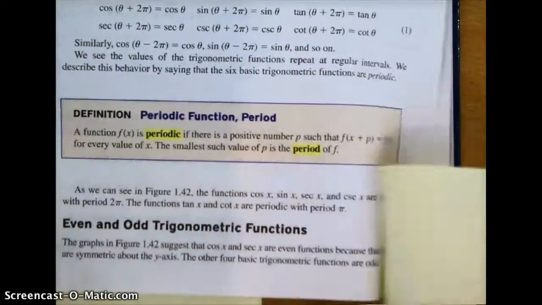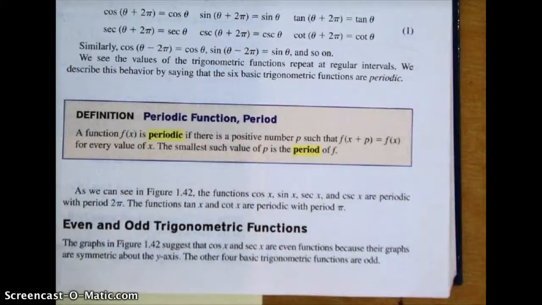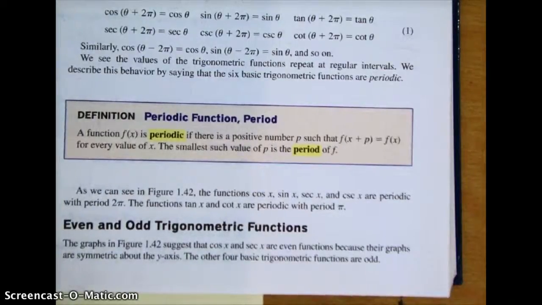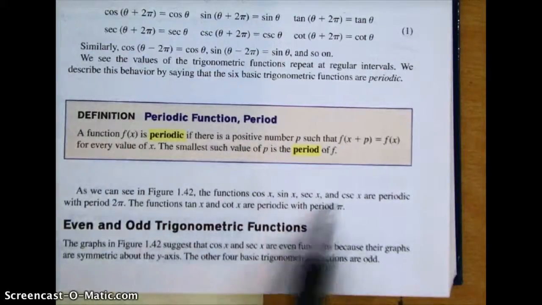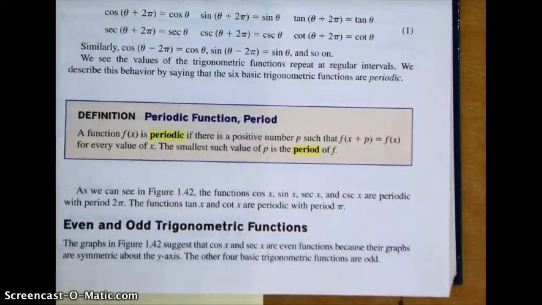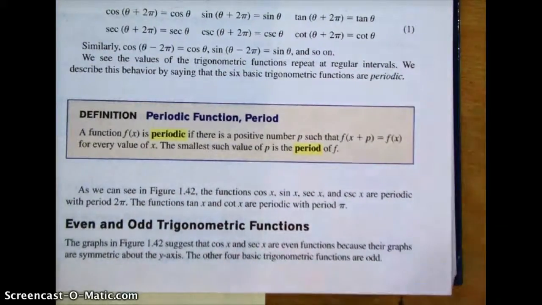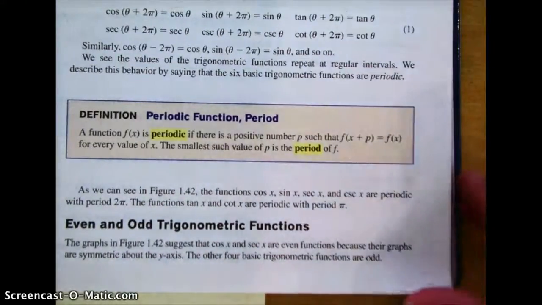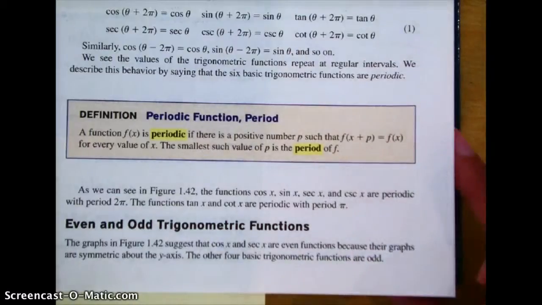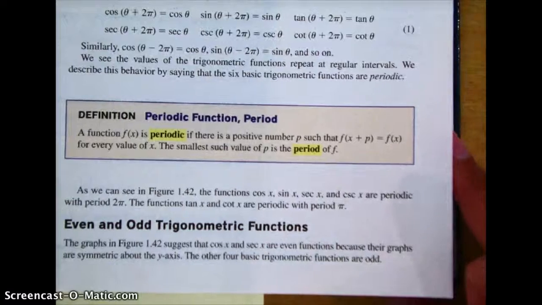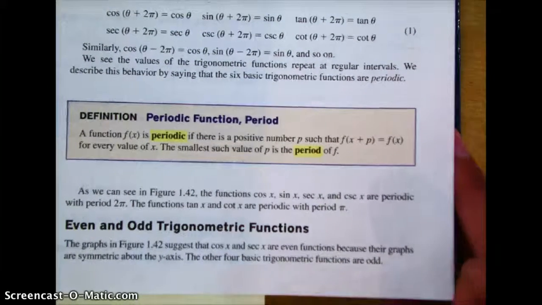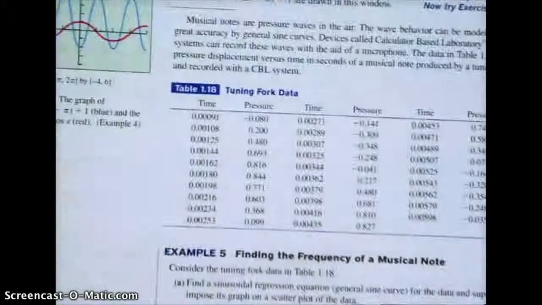As we can see, the functions cosine and sine and secant and cosecant are periodic. Tan and cotangent are also periodic. They have a different period, which is pi. Even and odd trigonometric functions. The graphs above suggest that cosine and secant are even functions. Think about the symmetry. The other 4 basic trigonometric functions are odd, and we can prove this algebraically.